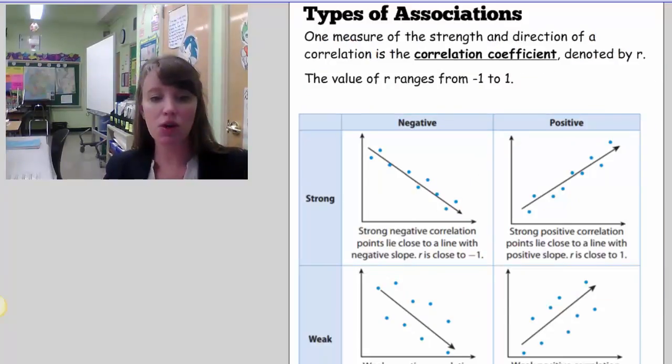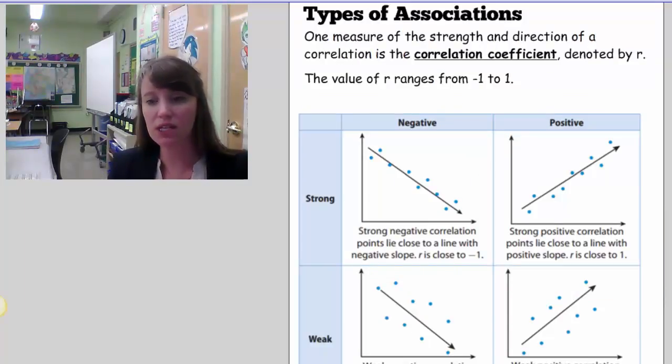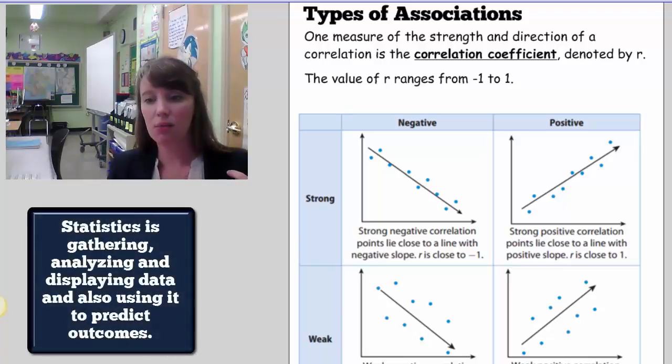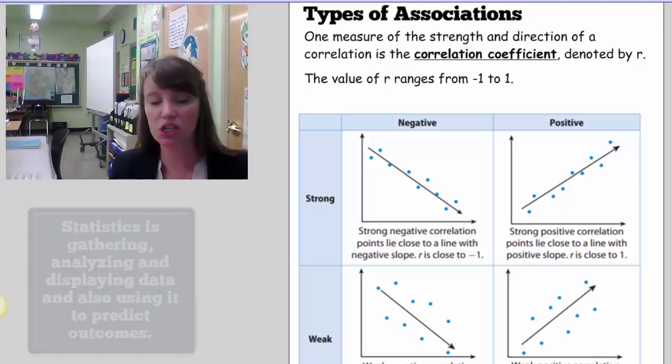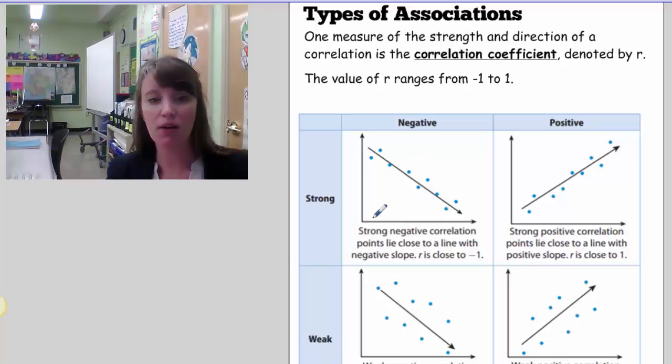Okay, so when we create a scatter plot, we're going to talk about the relationship between the two variables. So this is the variable of year versus number of species. What we do in statistics in general is we find different ways of gathering data, organizing data, displaying data, and using data to interpret relationships between variables. So for us, that was just two variables, year and endangered species. But anytime you have a variable on your X and your Y, we're interested in knowing how strongly they're related to each other.